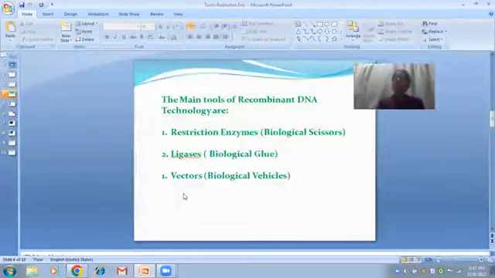After transfer, it has to stick there. To stick, it needs some glue-like structure or gum-like structure, that is known as ligases, biological glue. All these are living materials. We have to extract these materials from living organisms. That's why they are biological agents.